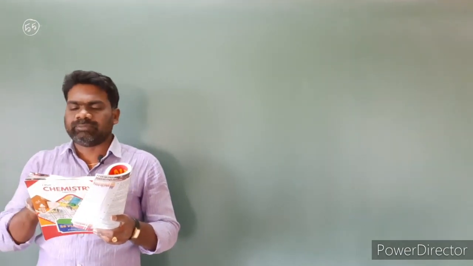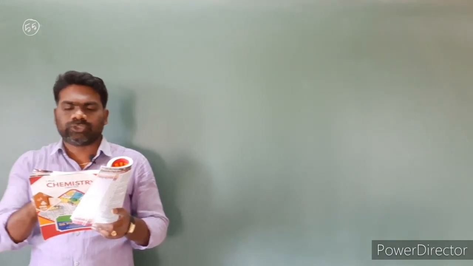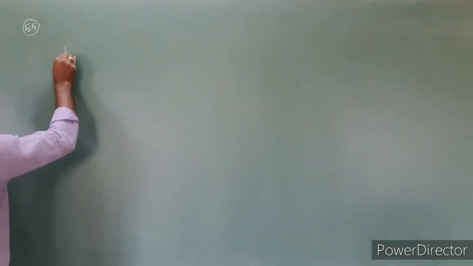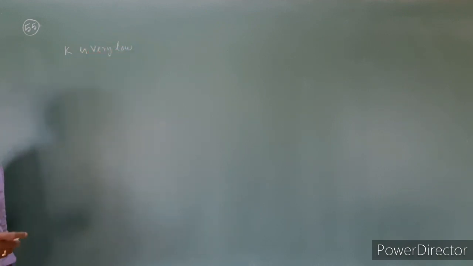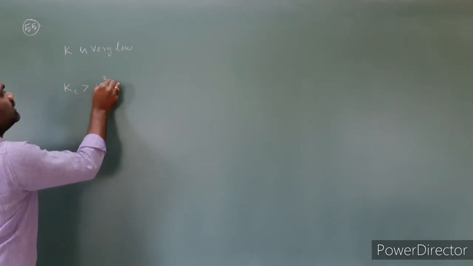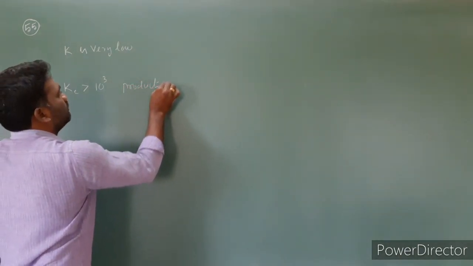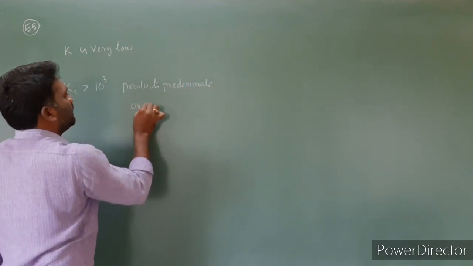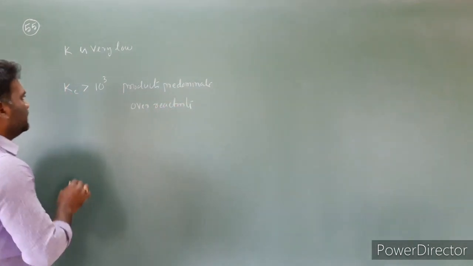So here Kc is mentioned. The statement given is: for the equilibrium N2 plus 3H2 gives rise to 2NH3 at 1000 degrees centigrade, the equilibrium constant is very low. K is given, K is very low. So here three conditions are there. If Kc is greater than 10 power 3, products predominate over reactants. So products are more than reactants.